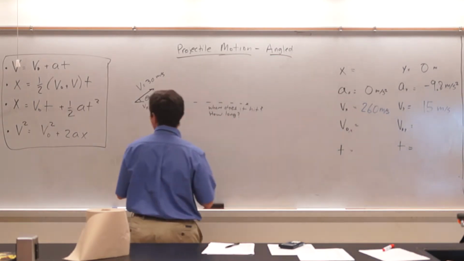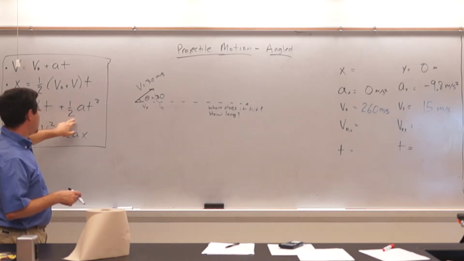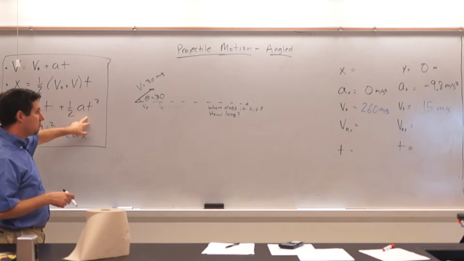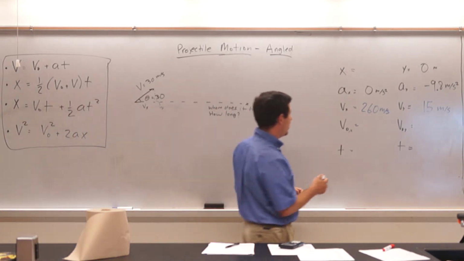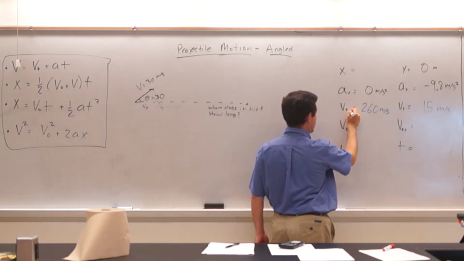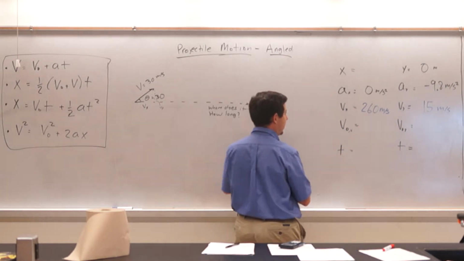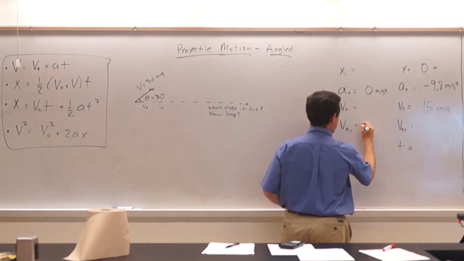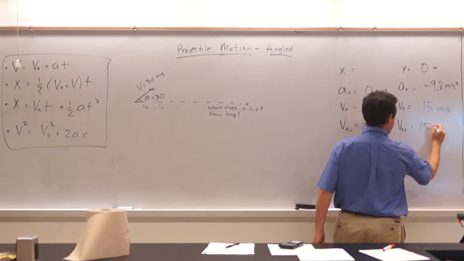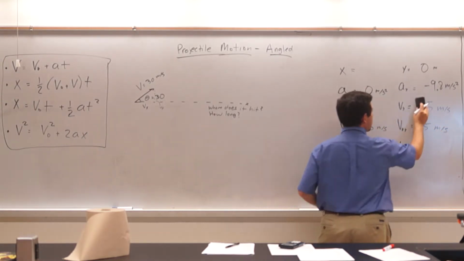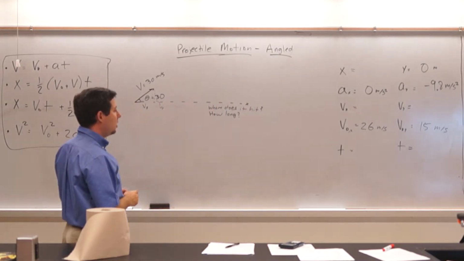So you can, for example, say x equals v naught t plus 1/2 a t squared. You have all that, right? Oh, I made a mistake up here. I realized I made a mistake. That actually should be the initial velocity. I wrote it as the final velocity. Let me change that. 26 meters per second and 15 meters per second. Sorry about that. Okay.